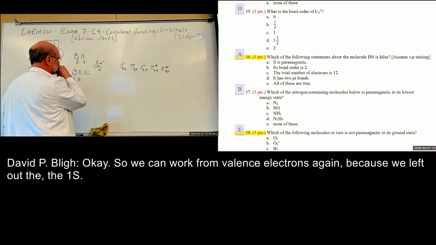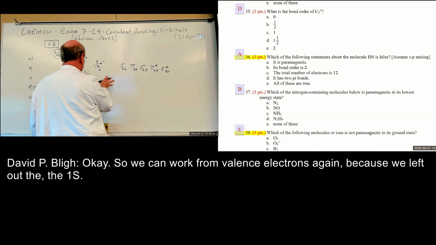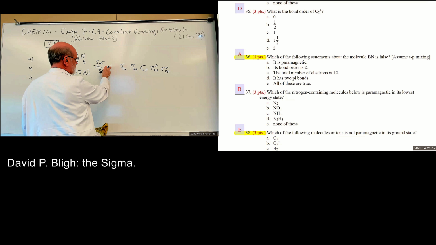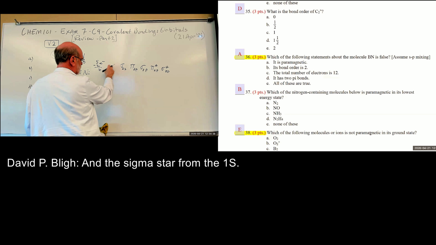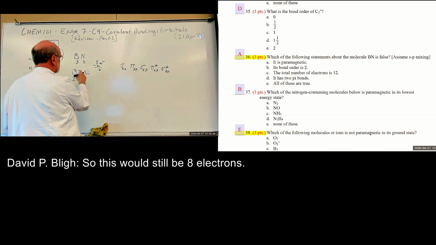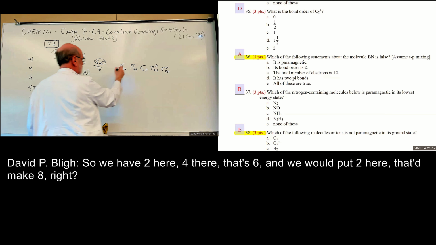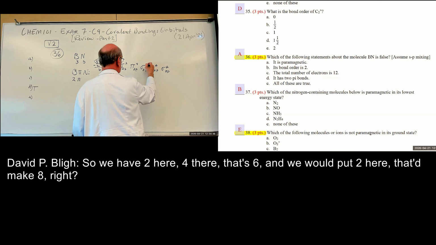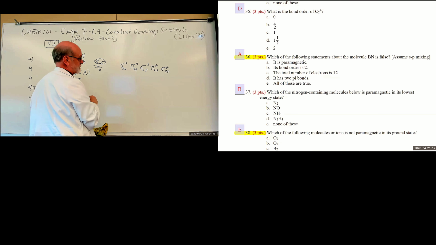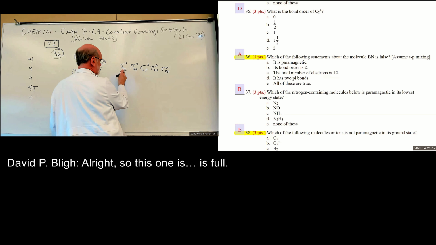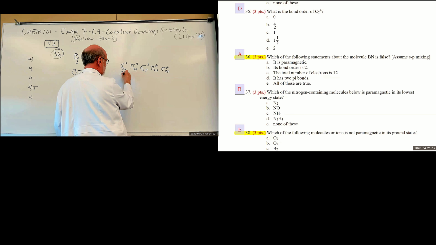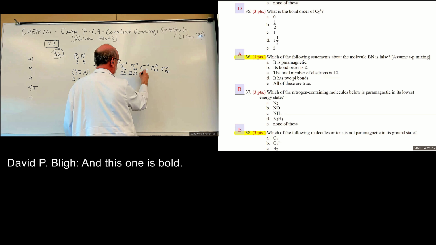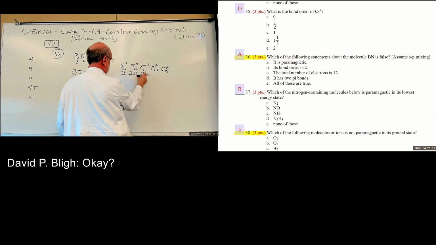Okay. So we can work from valence electrons again because we left out the 1s, the sigma, and the sigma star from the 1s. So this would still be 8 electrons. So we'd have 2 here, 4 there, that's 6. And we would put 2 here, that would make 8, right? All right, so this one is full. These 2 are full. And this one is full. Okay.